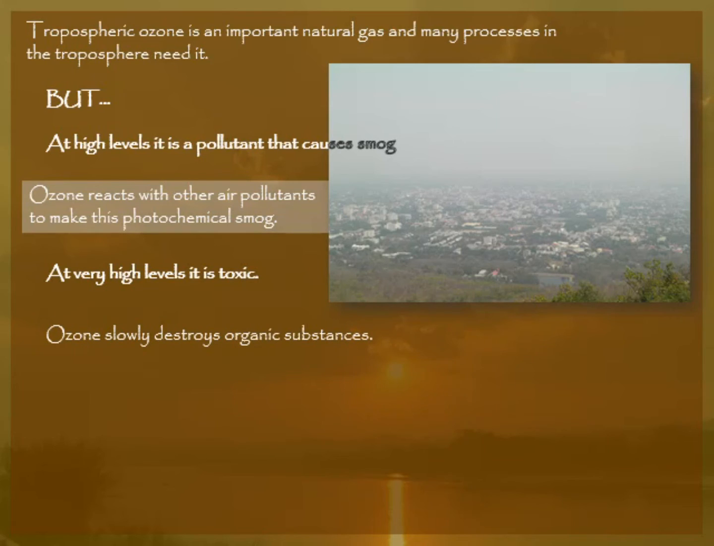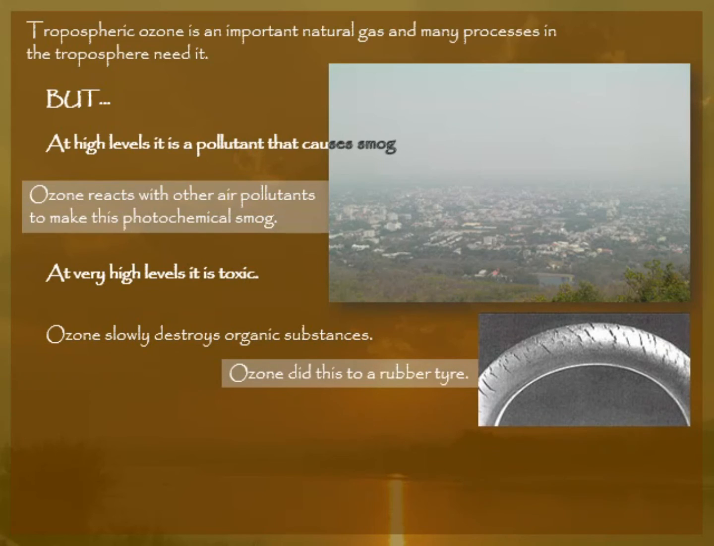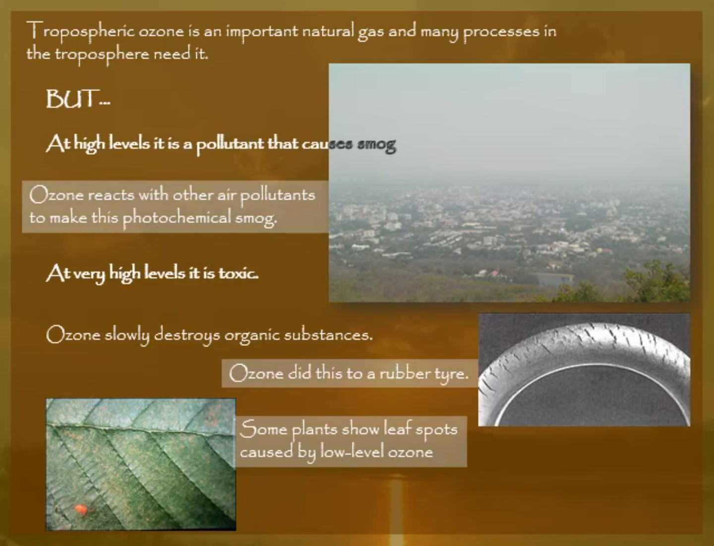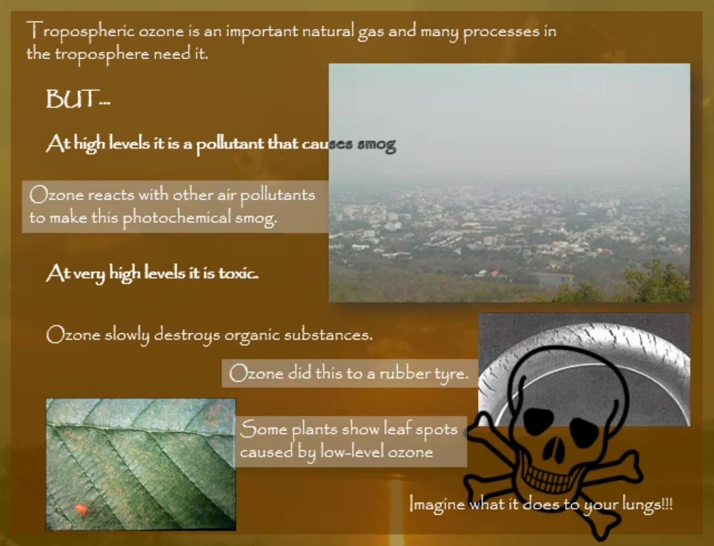Over time, it slowly destroys organic substances. Ozone did this to a rubber tire. Some plants show leaf spots and discolorations that are caused by low-level ozone. Imagine what lots of ozone in the air does to your lungs.